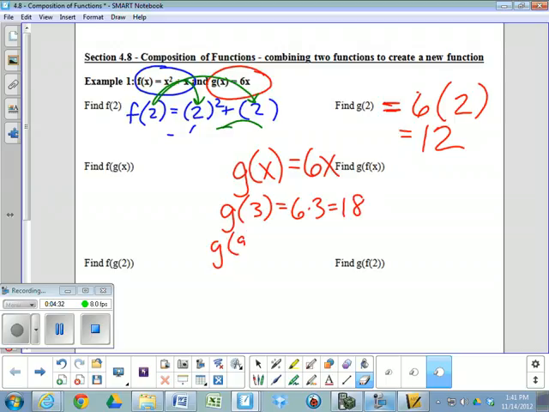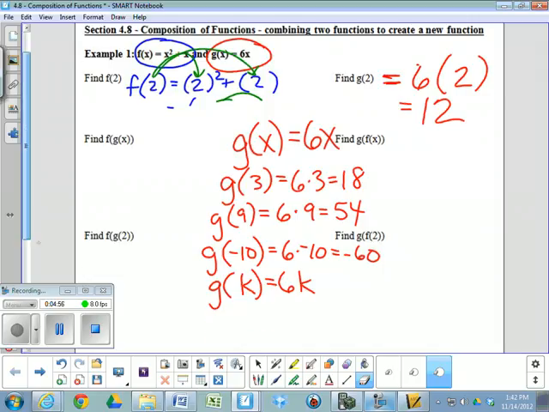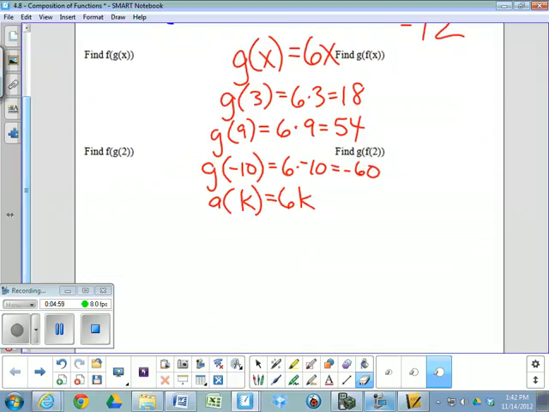What's g of 9? 6 times 9, which is 54. What's g of negative 10? 6 times negative 10, which is negative 60. What's g of k? 6k. Yes. What's g? Whoops, that's not what I want. What's g of smiley face? 6 smiley faces, okay? That's what that machine does to its input.